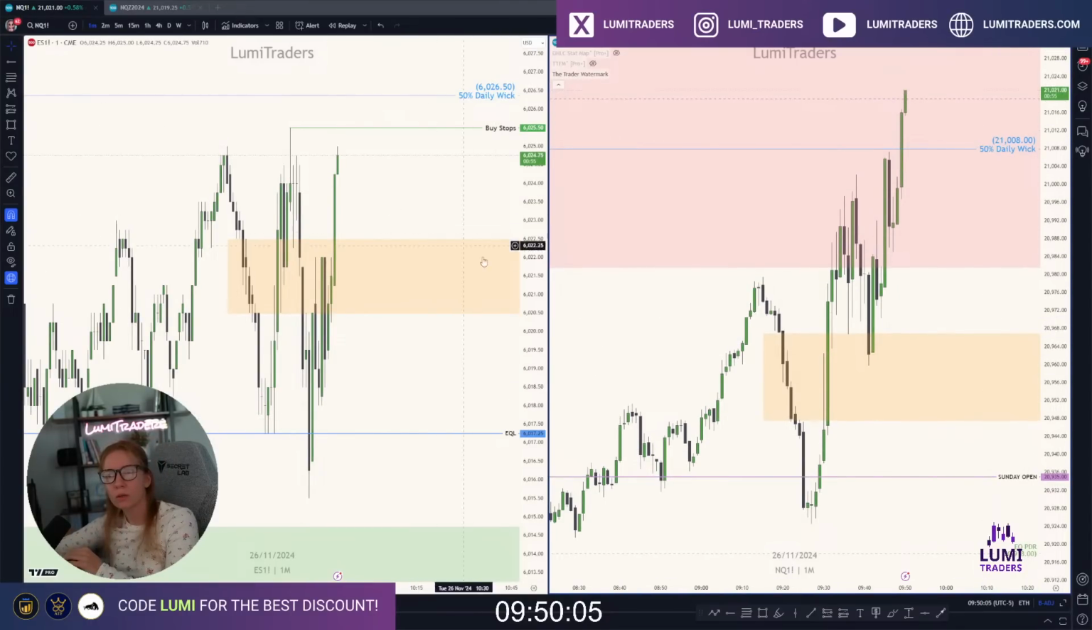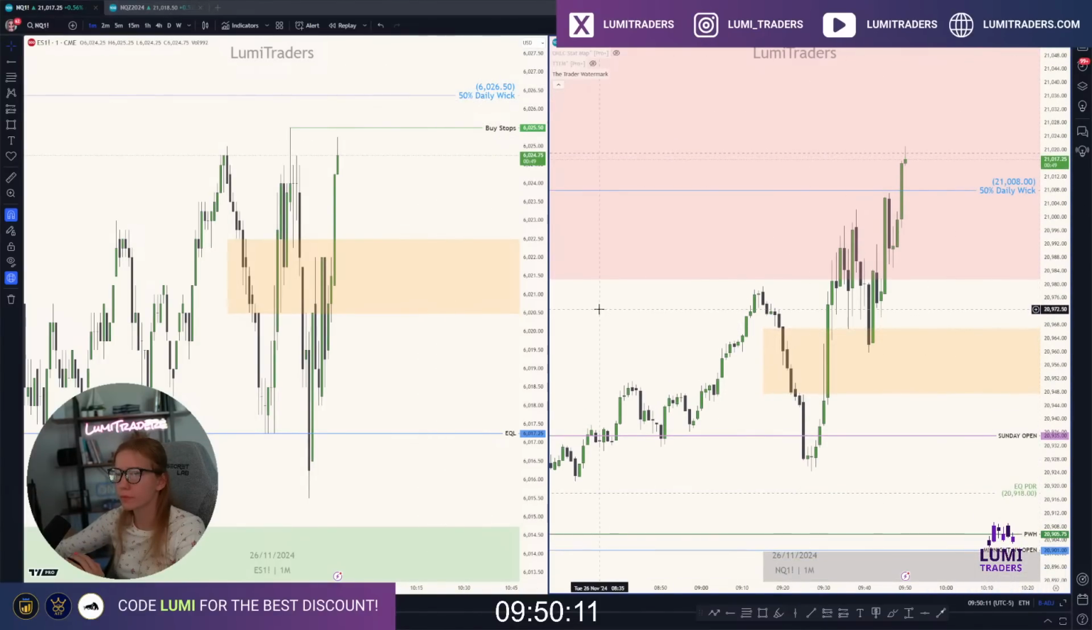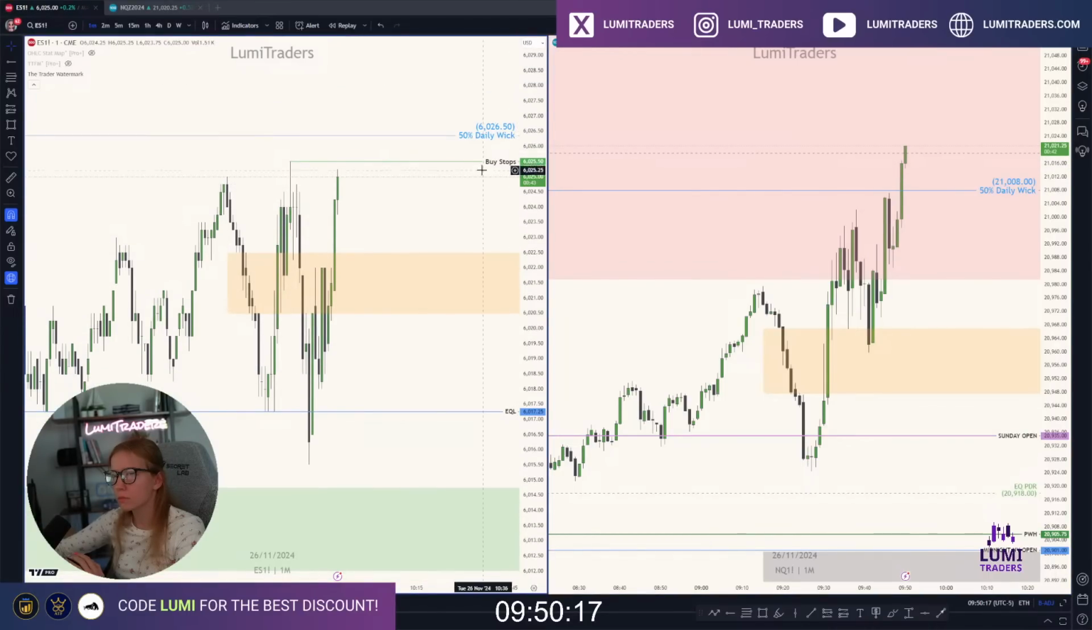Would like to see a break above 50% on ES right now. Maybe would like to see 6028, 6030 somewhere right here, with a break above 50% of this daily week.